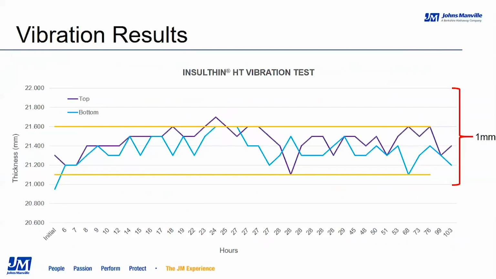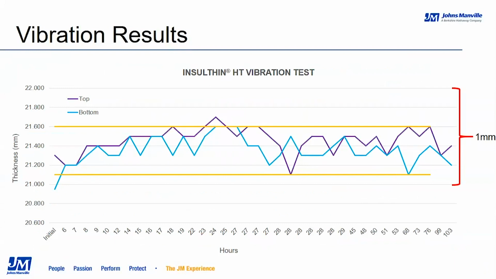At first glance, your initial thought may be that this looks like a lot of variation. However, if you notice the red bracket on the right side of the screen, you'll see that from the top of the red line to the bottom of the red line is only 1 millimeter. So the majority of the variation in insulation thickness was actually less than half a millimeter, and even the most extreme variation throughout the entire test didn't exceed 0.6 millimeters. Keeping that perspective in mind, you can see there is relatively little variation in the thickness of the top, the purple line you see there, and the bottom, the blue line, of the insulation.